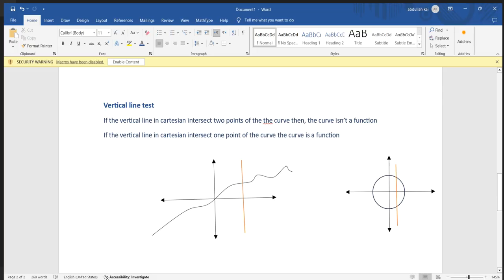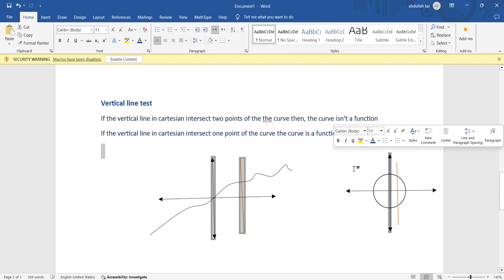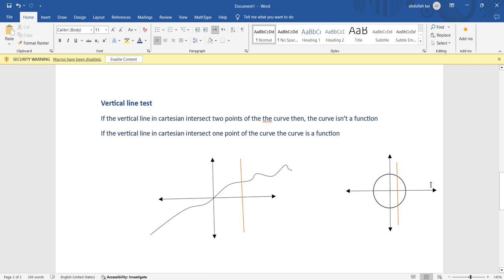I'm gonna discuss the vertical line test. If a vertical line in the Cartesian plane intersects 2 points of the curve, then the curve isn't a function. Let's see this function, for example, a circle. If I use the vertical line test, this vertical line is gonna intersect 2 points of this function.